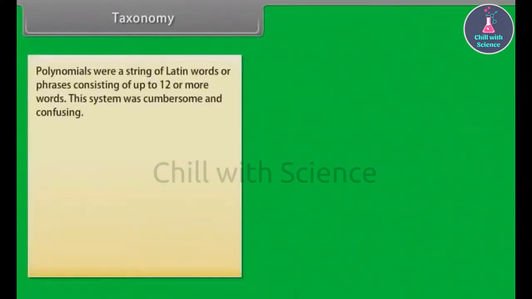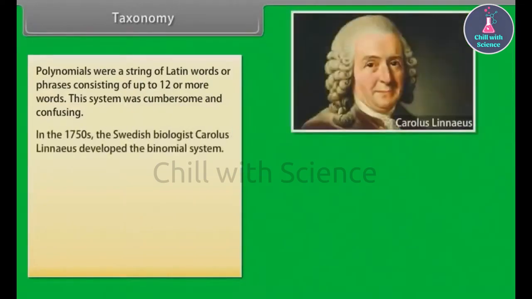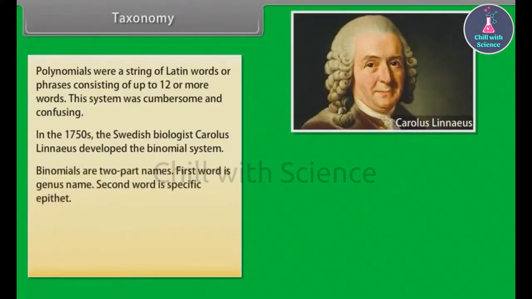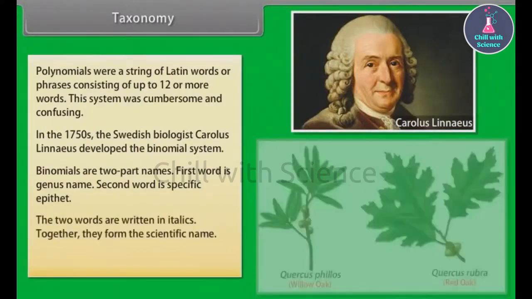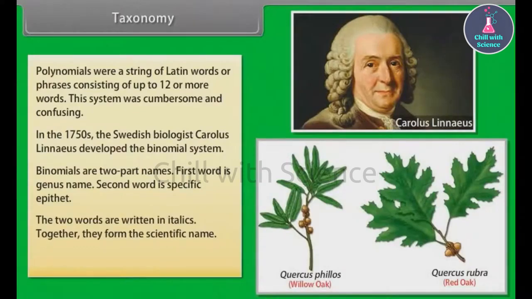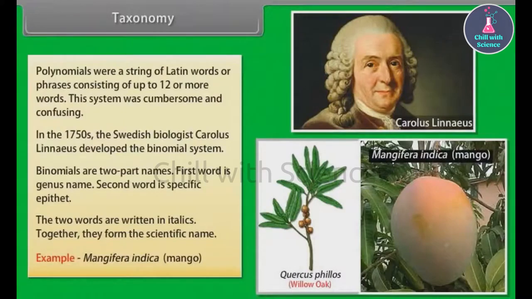Polynomials were a string of Latin words and phrases consisting of up to 12 or more words. This system was cumbersome and confusing. In the 1750s, the Swedish biologist Carolus Linnaeus developed the binomial system. Binomials are two-part names. The first word is the genus name. The second word is the specific epithet. The two words are written in italics. Together they form the scientific name. Example, Mangifera indica, mango.